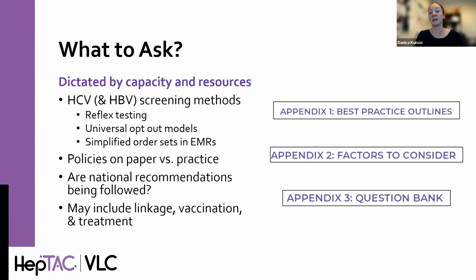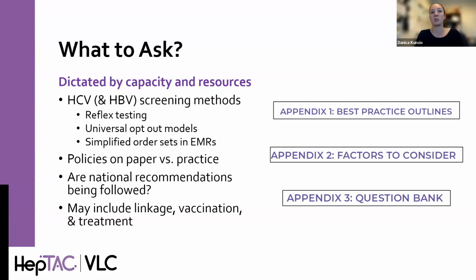So what to ask, again, really dictated by your capacity, dictated by your resources and what you're trying to do. So first and required is addressing Hep C screening methods. You probably want to be including questions about reflex testing, universal opt-out models, simplified order sets in EMRs, where it takes the onus off of the providers to do pieces of this work. That's required. You could add in Hep B if you have capacity and authority to do so.